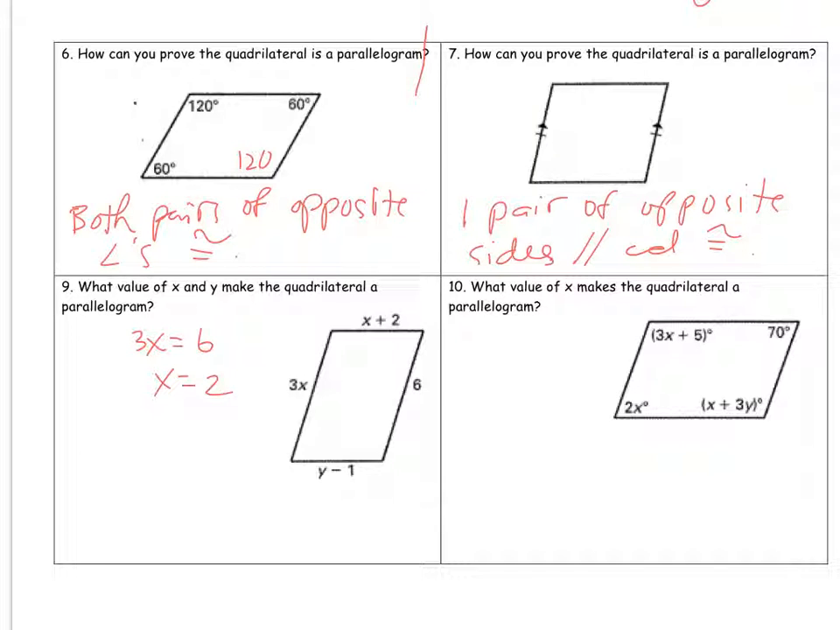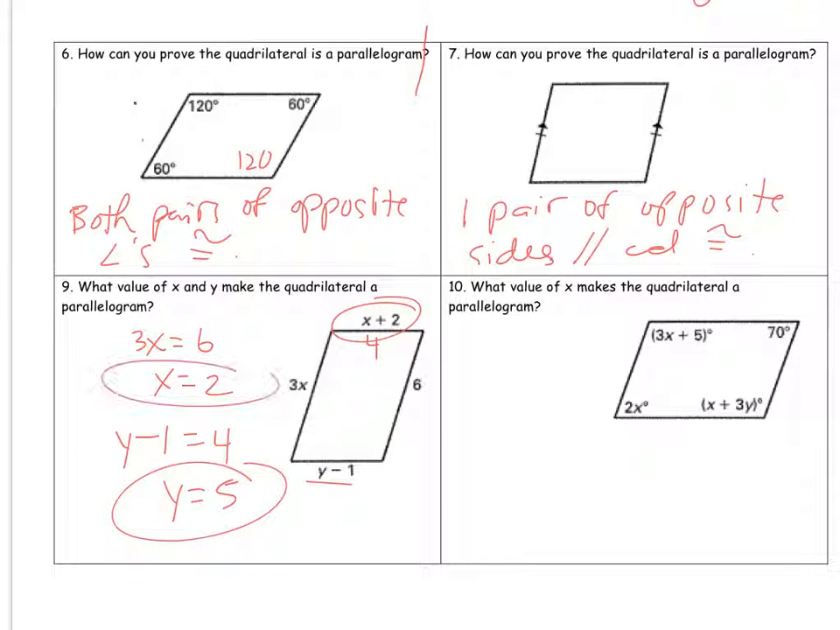Because when you add 2 plus 2 on the top, it's 4. And since those sides would be opposite, 5 minus 1 is 4. So she plugged the 2 in up at the top, figured out that the length was 4, and then set y minus 1 equal to 4. Add the 1 over, y is equal to 5. All right? See if you can do number 10 on your own. See what you come up with.